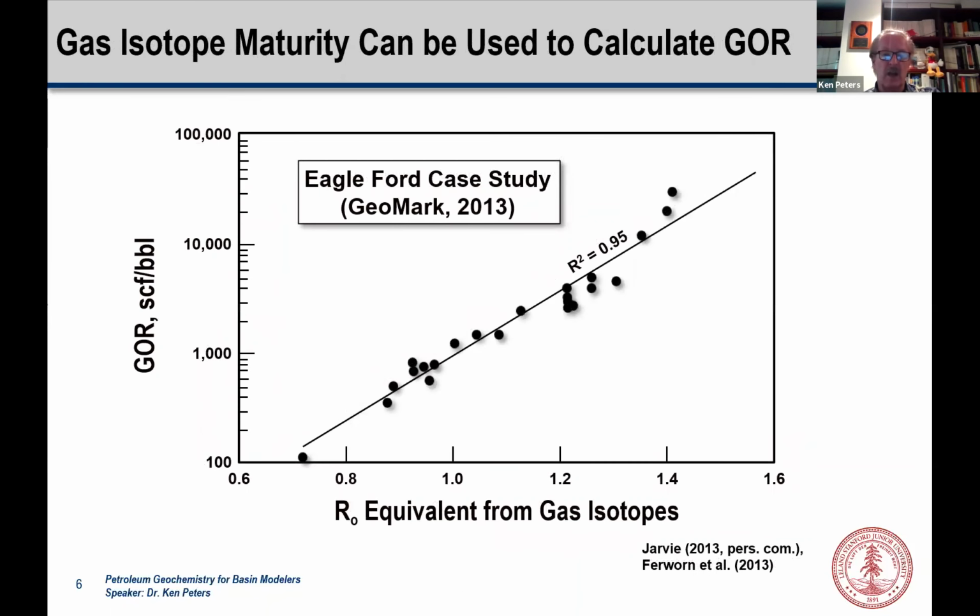You can do the same thing with isotopes. There are isotope approaches. This is Kevin Fairwarn. Geomark had a little meeting where they talked about these things back in 2013, and this is excerpted from that. You can see the GOR forms a nice relationship with the equivalent vitrinite reflectance based on gas isotopes.